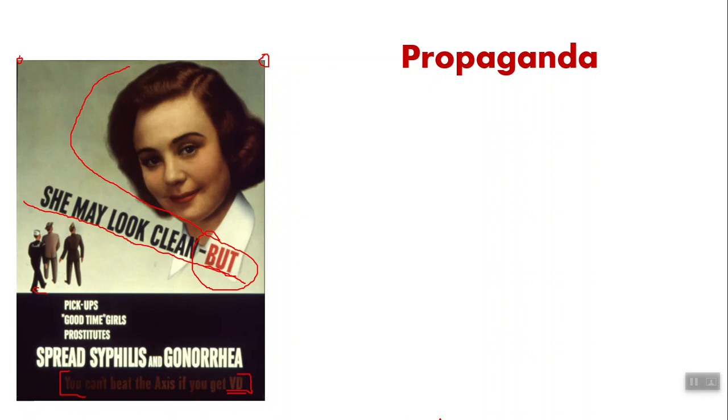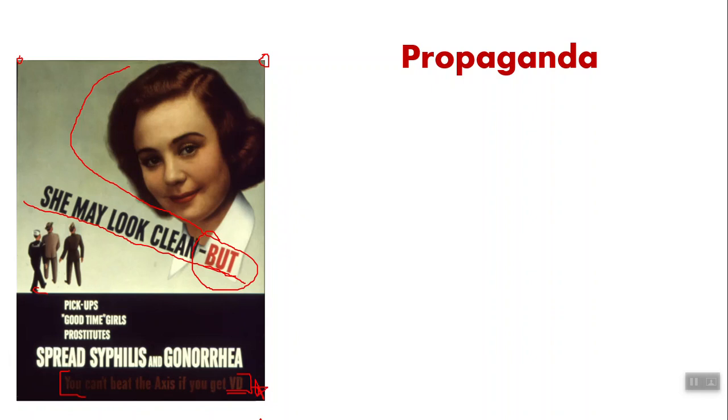And then at the same time, giving you a picture of a very wholesome looking woman, right? Which contrasts the idea of syphilis and gonorrhea. So it's interesting to me that they kind of make you feel safe with her face. It looks very much like other advertisements of the time period, and then they kind of hit you. So it's an emotional kind of one-two punch. And then that line at the bottom, "You can't beat the Axis if you get VD."